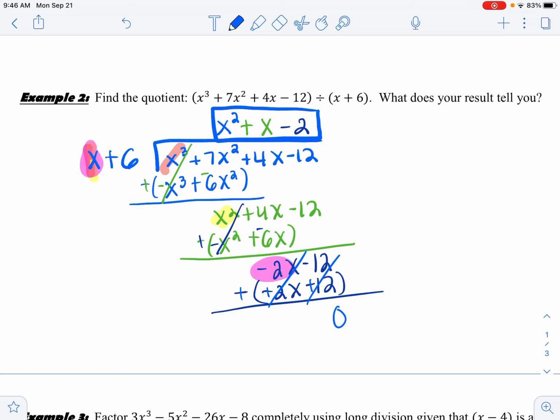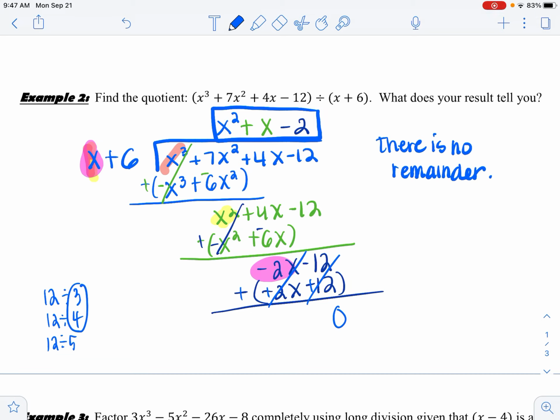What does your result tell you? So there is no remainder, right? If there is no remainder, what does that mean? What I mean by that is that when I take 12 and divide it by 3, there is no remainder. When I take 12 and divide it by 4, there is no remainder. When I take 12 and divide it by 5, there is a remainder.